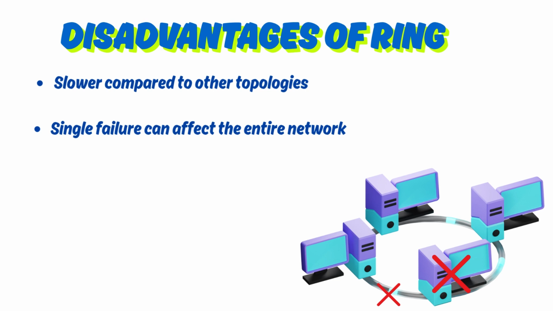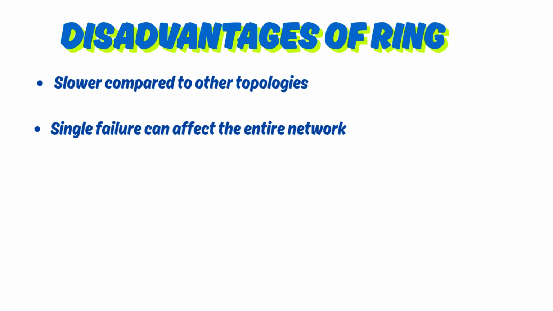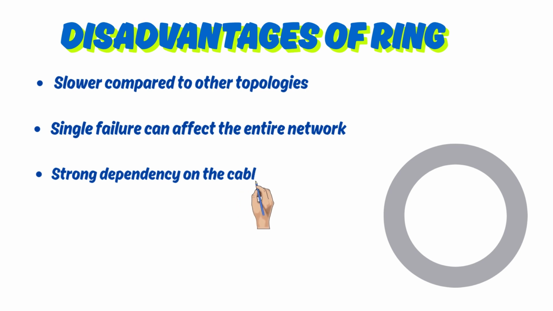The third disadvantage is strong dependency on the main cable. The main cable that connects all the devices in the ring is very crucial. If there is a cut, break or fault in that cable, all the devices can lose communication. Unlike bus topology, which uses a terminator, ring depends on each segment being intact.